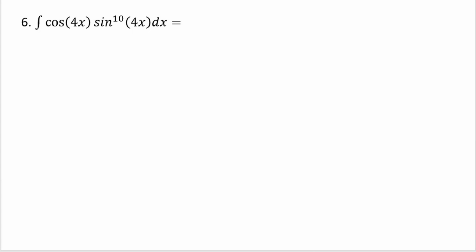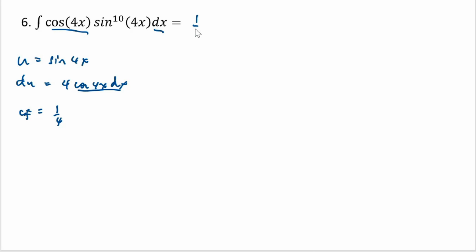For number 6, we have the integral of cosine 4x sine to the power of 10 of 4x dx. So our u here is equal to sine of 4x. And then the derivative of that, we have 4 cosine of 4x dx. So cosine 4x dx is visible in the given. So therefore, we have a coefficient factor of 1/4. The coefficient factor 1/4 can be obtained by dividing both sides by 4. So that's why we have du over 4. Or in short, we have a coefficient factor of 1/4.